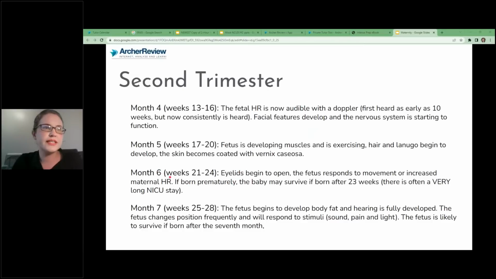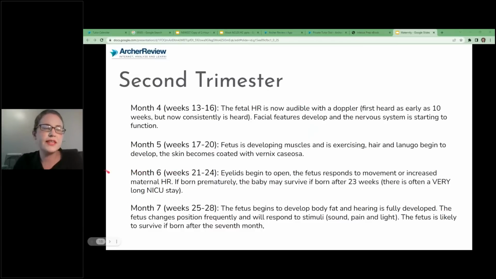All right, then we have month 6, that's weeks 21 through 24. The eyelids begin to open. The fetus is really going to start responding to movement or even increased maternal heart rate. If born prematurely, the baby might survive if born after 23 weeks, but often these babies have a lot of health issues and they're in the NICU for a very long time.